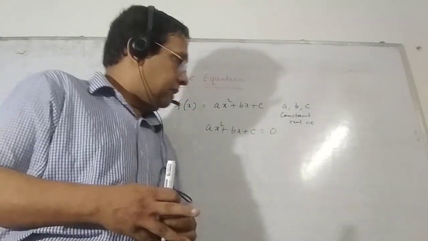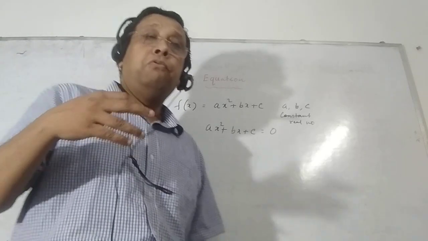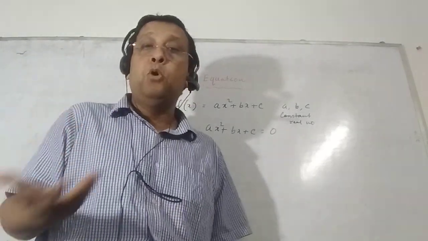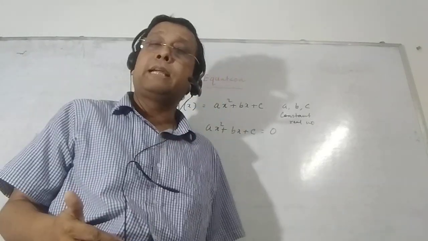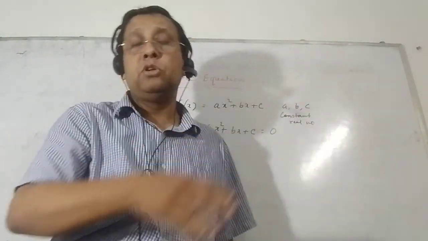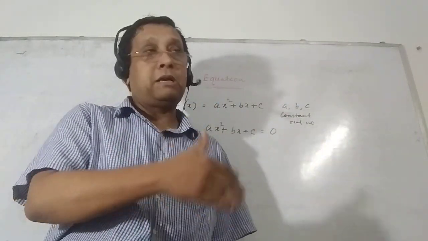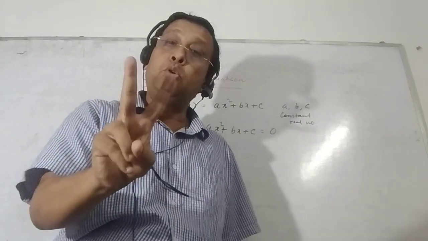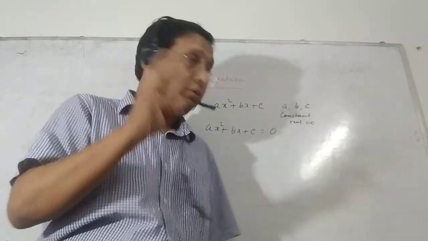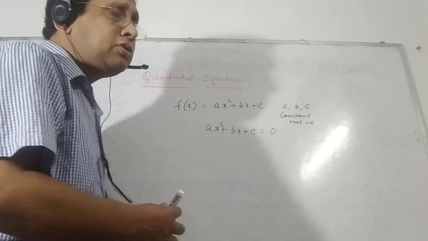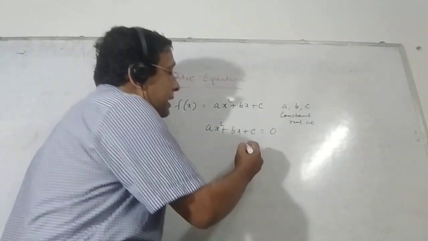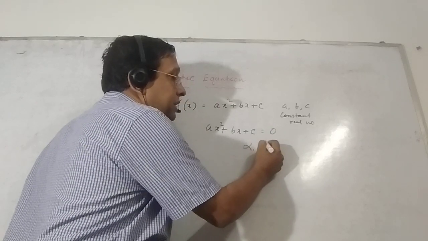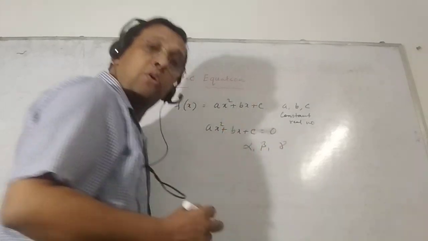Two roots. Now, how can we surely prove that it has two roots? Suppose one student tells me, no sir, it has three roots. So let me prove that this equation has only two roots. It cannot have three roots. Let us try to prove it. Suppose, as per your logic, you say, sir, it has three roots. Okay, fine. I assume it has three roots: alpha, beta, gamma.